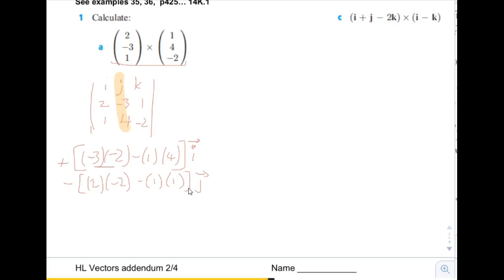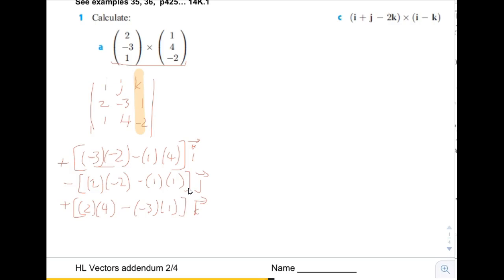And then the last one, we're going to cover up the K column, and then we're going to generate the K element. So it will be 2 times positive 4 minus a negative 3 times 1, and that would be multiplied times the K unit vector.